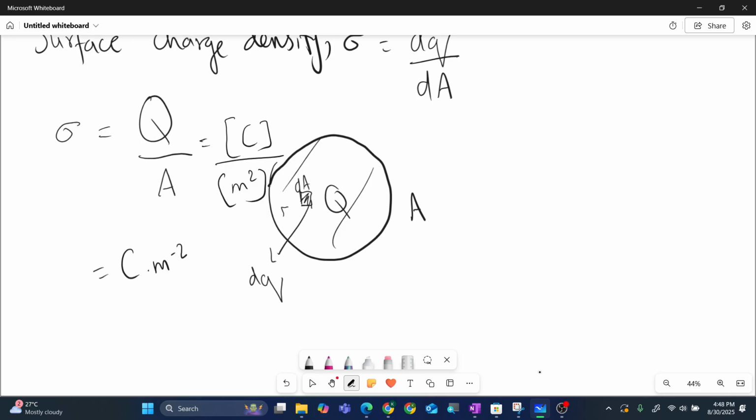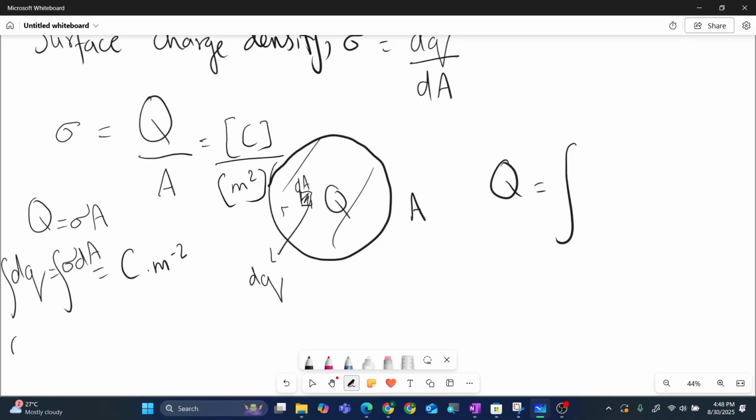The total charge on the object is obtained as the integral over the surface of the object. Since I have a continuous distribution across the object, if I want to find the total charge across this object, I'm going to rearrange my formula. So dQ equals sigma dA. I'm going to take the integral on both sides, and this is going to give me Q equals the integral of sigma dA. And the limits will be the area.